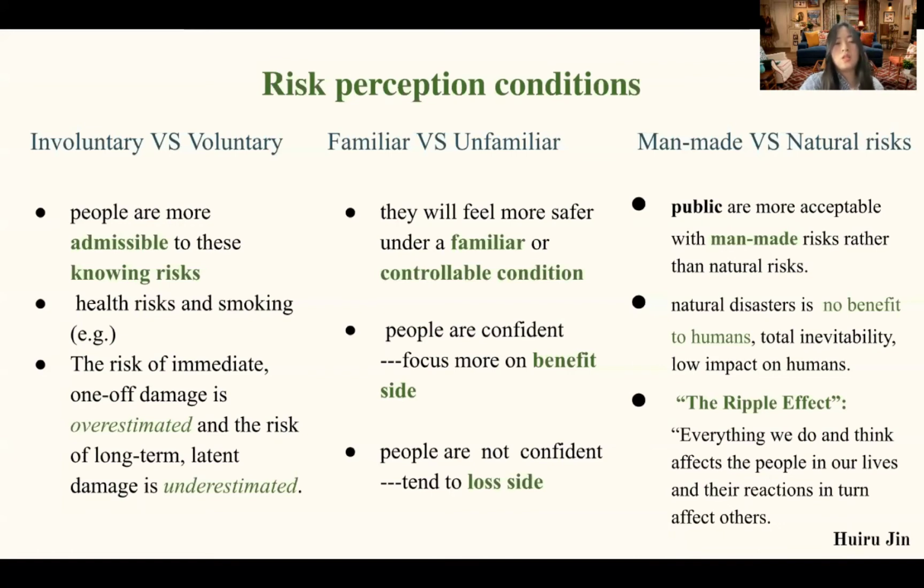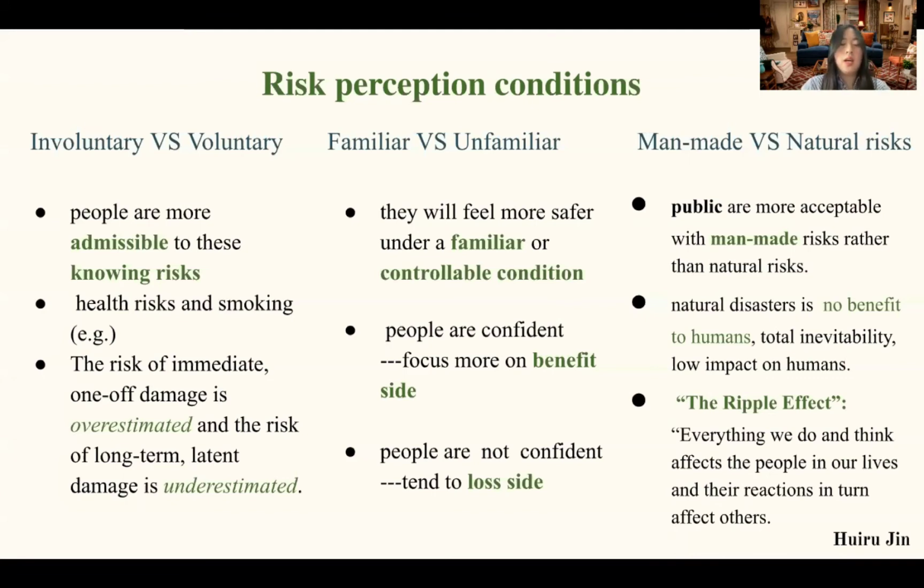And people always overestimate the risk of events with a low probability and a high mortality, and underestimate the risk of events with a high probability and a low mortality. The risk of immediate and one-off damage is overestimated, but the risk of long-term and latent damage is underestimated.